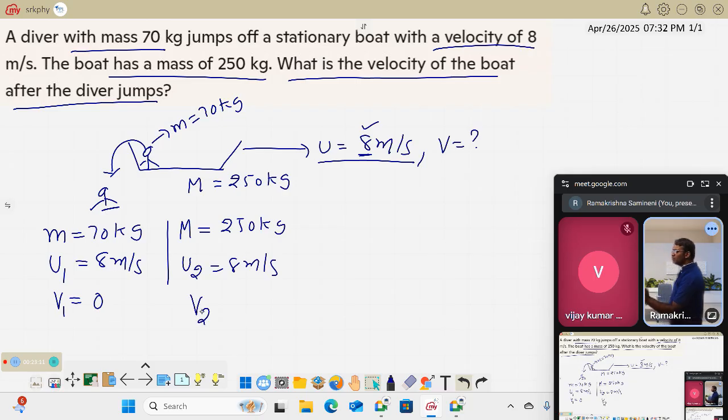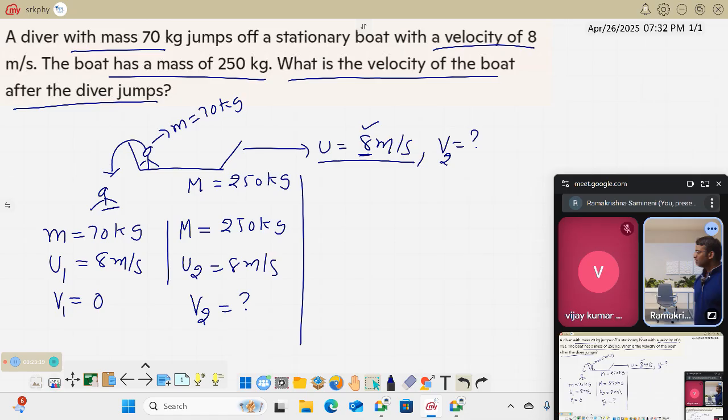What is v2? v2 means what? What is the speed of the boat? That is v2. So they're asking to find the v2 value. Speed of the boat, they're asking. Because the person already jumped into the water, he is not related to the problem now. He is completely out of the system of the boat.